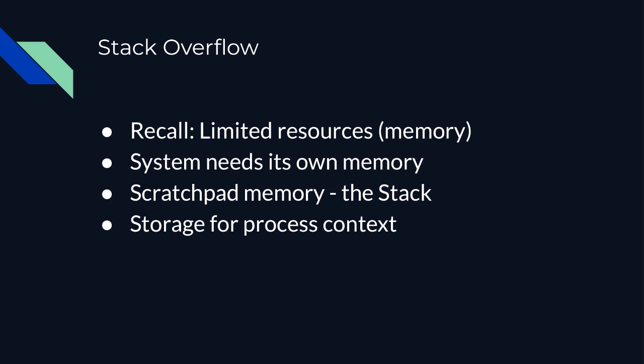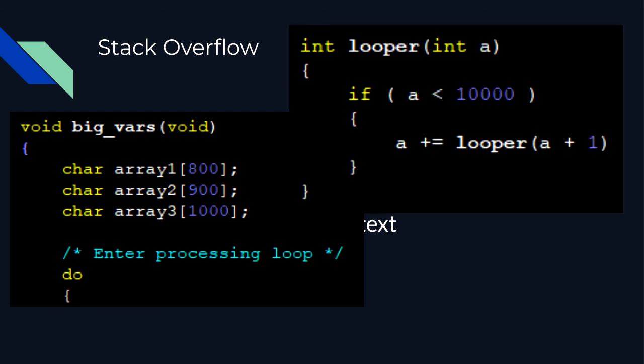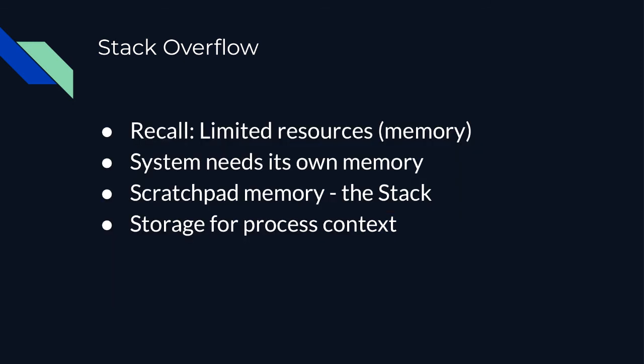So let me ask you this. What would happen if you had a function like this? Or a function like this that called itself repeatedly? In either of those cases, you destroy the stack. The first one asks the system to set aside a gigantic amount of memory on the stack, and the second is what we call a recursive function, meaning it calls itself an indeterminate number of times. Recursive functions are actually not even allowed in a lot of embedded software projects for exactly this reason.